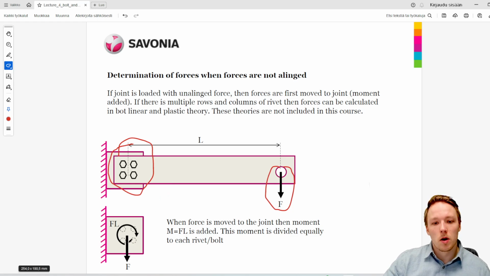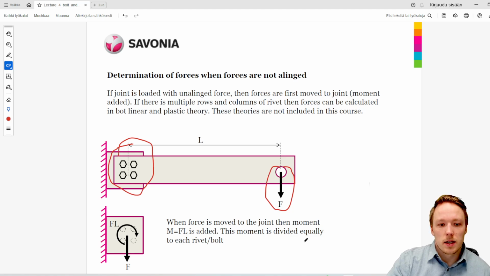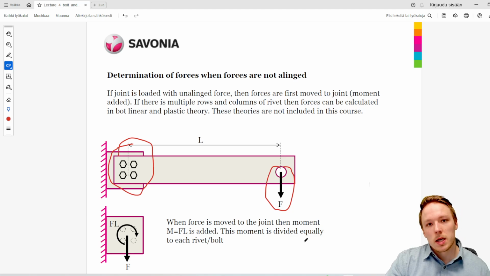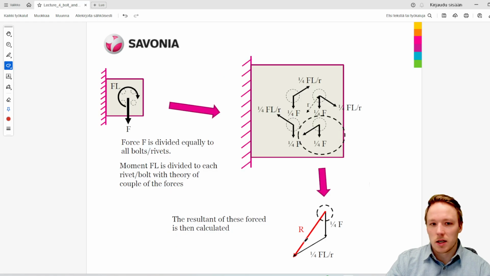So now we have simplified this load case so that we have torque FL, and then we have also still, of course, the vertical force F affecting in here. Same thing applies in here, even though when we move the force, the same force is equally distributed between all those bolts. So let's take a closer look at this example.